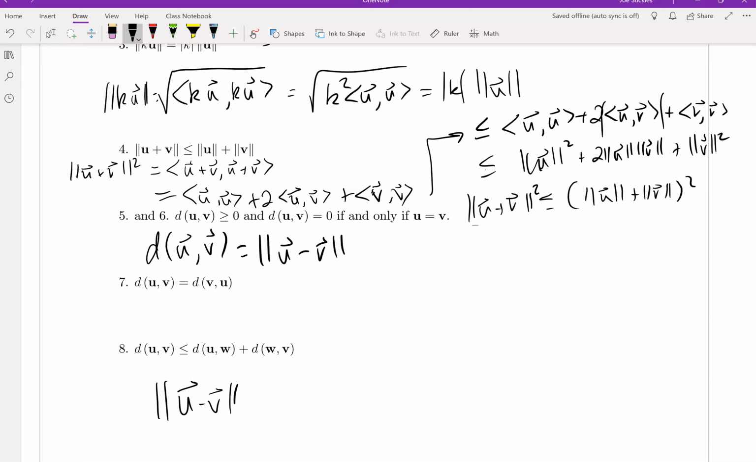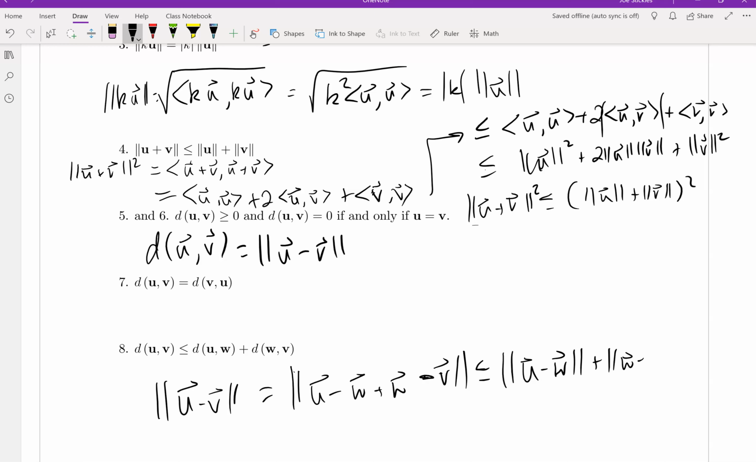If I take the magnitude of u minus v, I can do our tried and true trick of adding and subtracting the same thing in the middle. So take any vector w, put it in the middle, and now use what we just proved about the triangle inequality above. This is less than or equal to, split at the plus sign, the magnitude of u minus w plus the magnitude of w minus v. These are just statements of how the distance is defined.